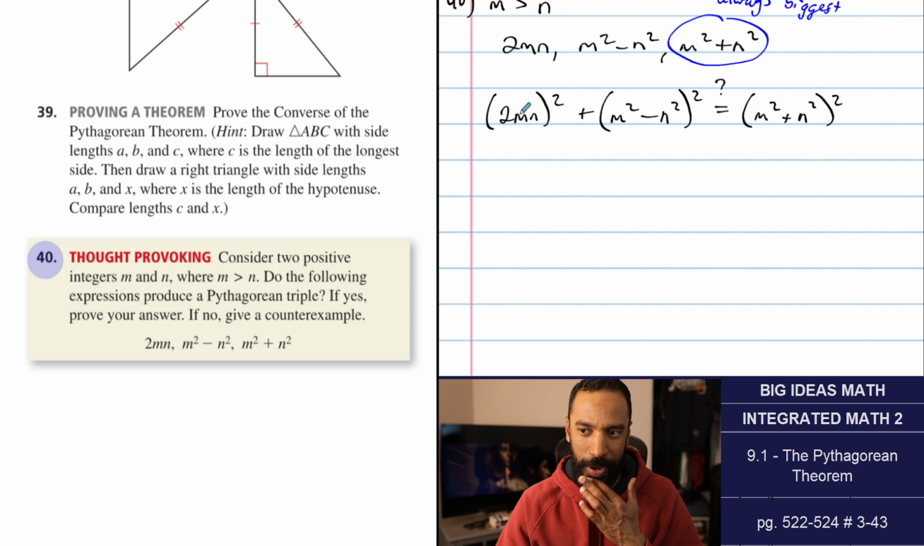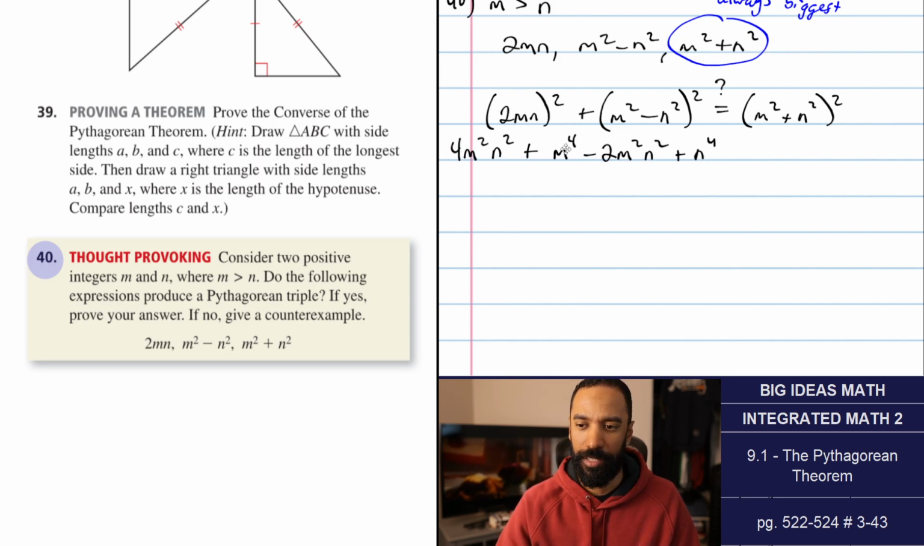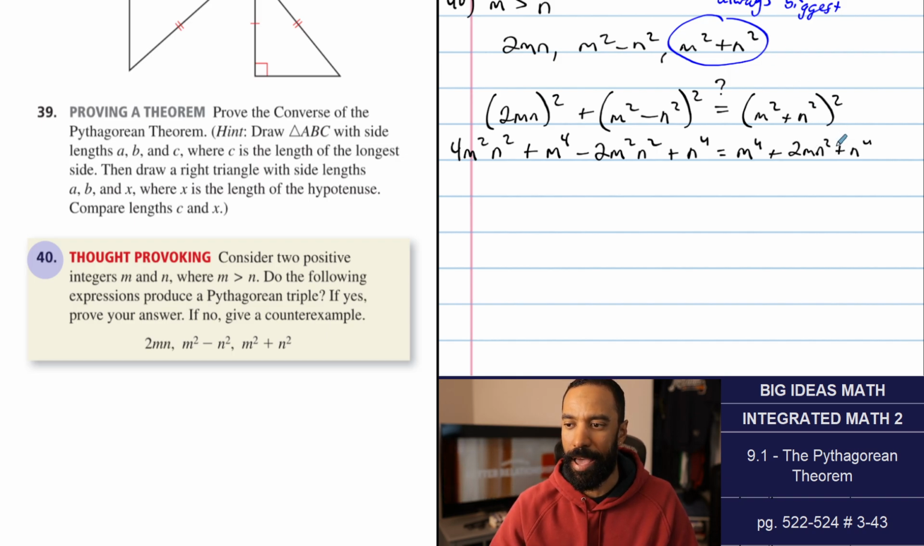Without moving things to other sides of the equation, here I get 2mn quantity squared, which is 4m squared n squared. And here I get to square this part. That is m to the 4th minus 2m squared n squared plus n to the 4th. This is expansion of a binomial into a perfect square trinomial. And I'm going to do the same thing here. M to the 4th plus 2m squared n squared plus n to the 4th. That's me taking my Algebra 1, my Integrated Math 2 fall semester stuff, that we had done before.